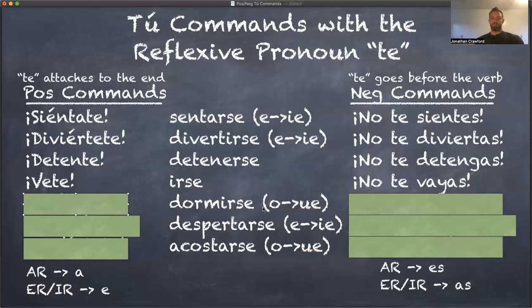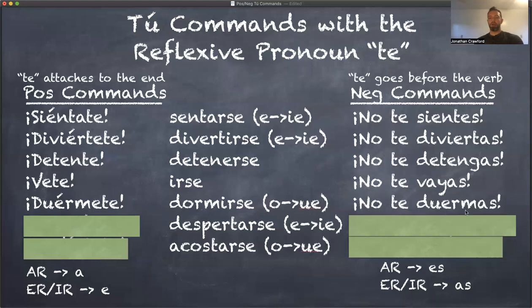Dormirse means to sleep, and the O in dor turns into a UE because it's a boot verb. And so, duérmete. No te duermas. Notice it ends in an AS, just like all the rest of them that are ER or IR verbs. No te duermas. Don't sleep. Estamos aprendiendo español. No te duermas. We are learning Spanish. Don't sleep.